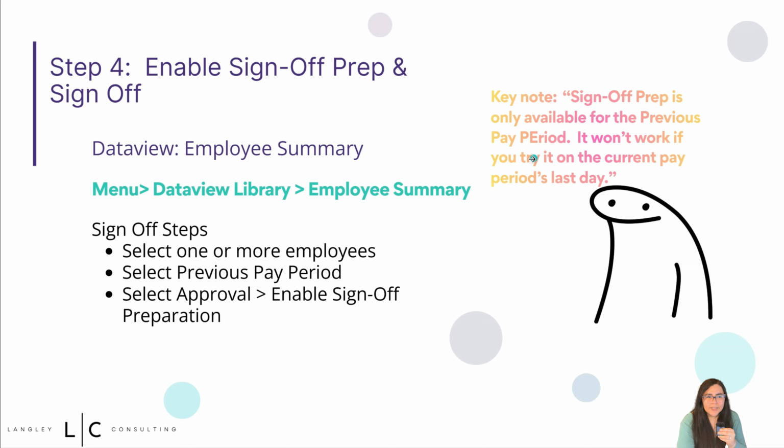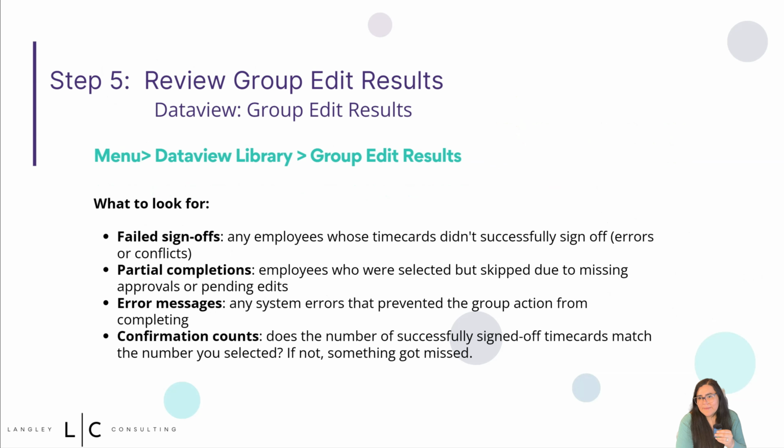It won't work if you try it on the current pay period's last day. Step 5, right after sign off, Patty checks her work. Under Menu, Data View, Library Group Edit Results, she filters by today's date and her username, then checks the status column. Did everyone process? Do the counts match?